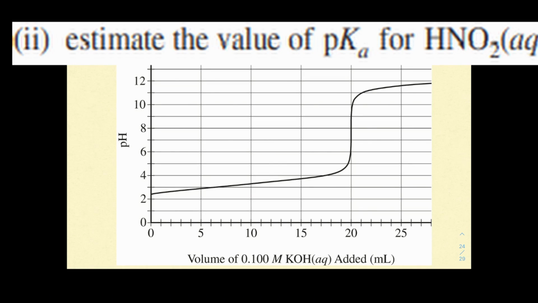We know that at the midpoint of a titration, pKa is equal to pH, so we go to around the midpoint of the titration, and we see that our pH is 3.4, and so we can answer that as our pKa.